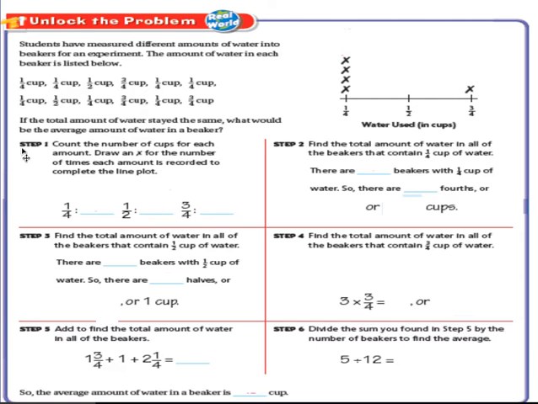So we will go first to step 1. When you do this, count the number of cups for each amount. Mark an X for the number of times each amount is recorded to complete the line plot. So you see 1/4 and 1/4, we got 2 X's here. 1/2, I would probably count all the 1/4s. 1, 2, 3, 4, 5, 6, 7. So there should be 7 X's there.